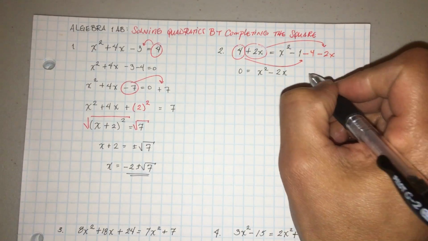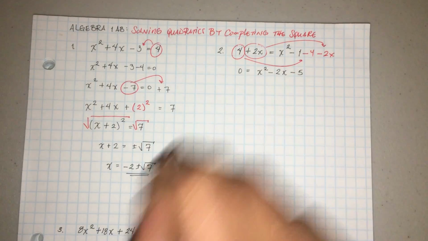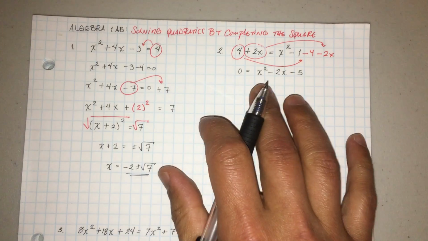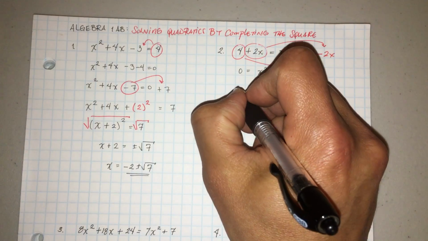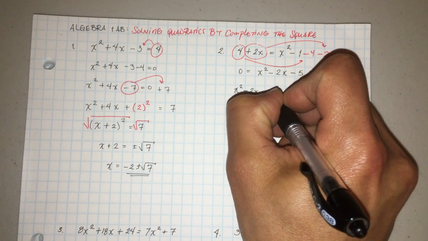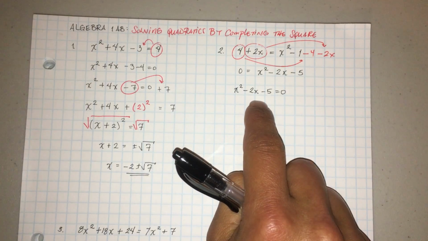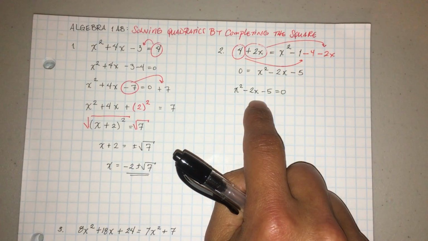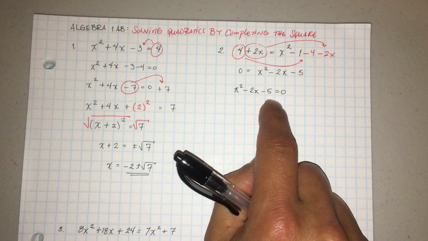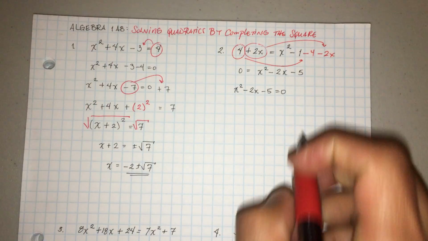Okay. Negative 1 minus 4 is negative 5. Now this is the same thing. Esto es igual que escribir x cuadrado menos 2x menos 5 igual a 0. That's the same thing. Now the thing is, can I factor this? ¿Puedo factorizar esto? Well, the answer is no, you can't factor it. There's not going to be factors of 5 that give you a 2. So we're going to have to complete the square.